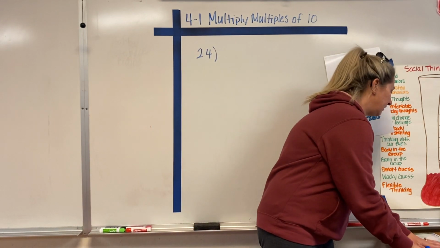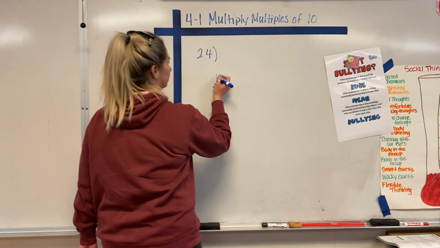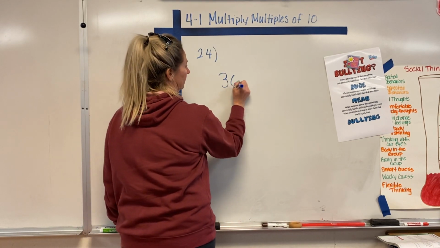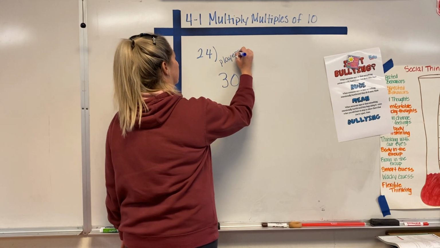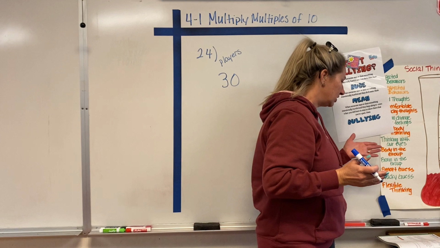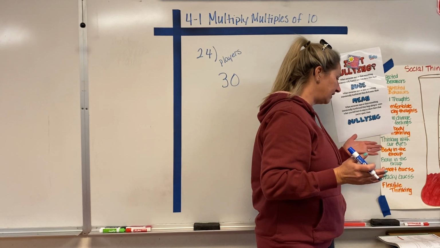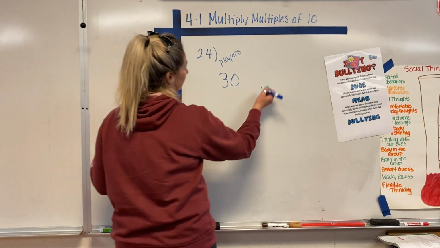Okay, there are 30 players on each high school football team. So 30 players on each team. Explain how you can find the total number of players if there's 40 teams. So there's 40 teams.